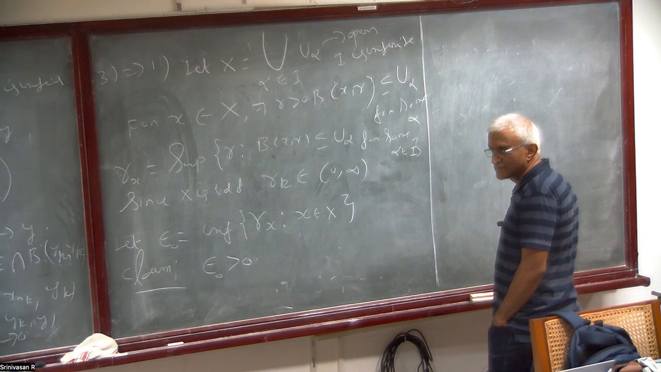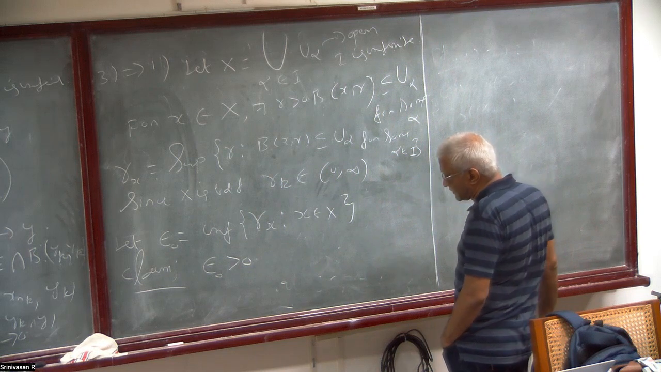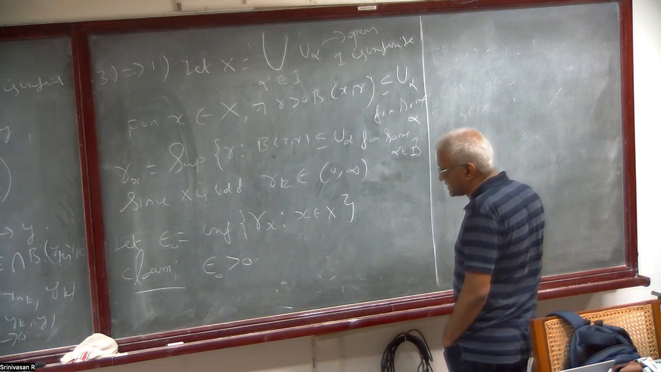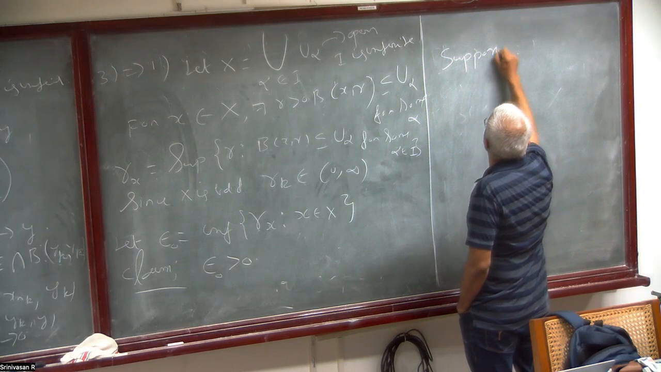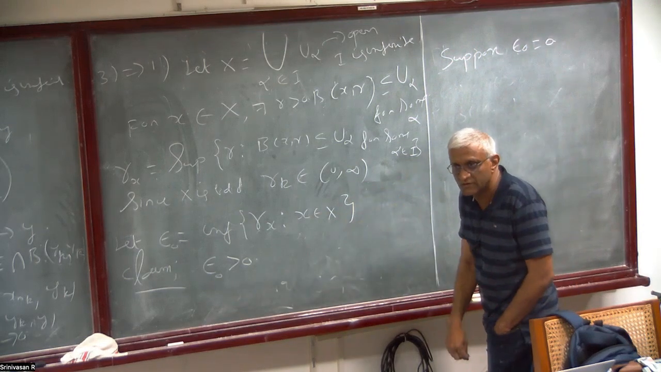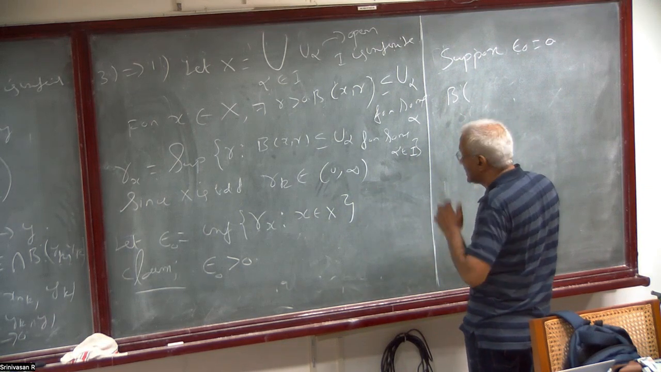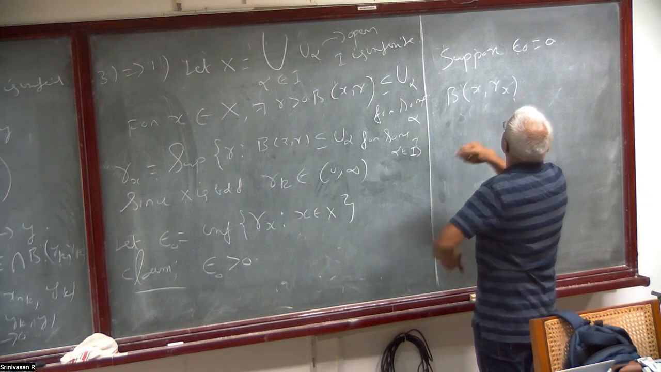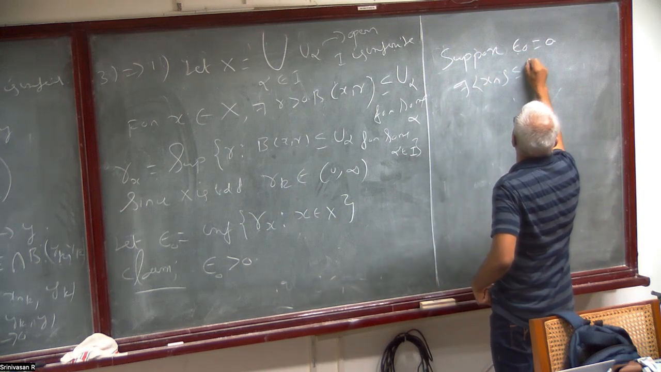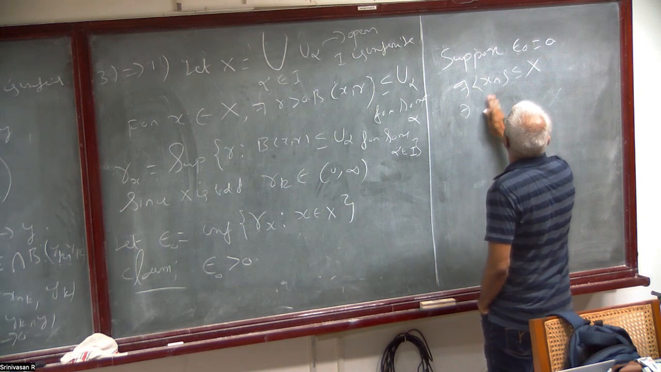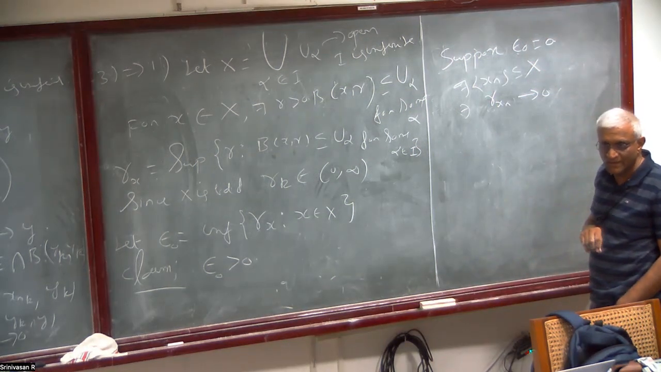Rx is finite for each x. Now we want to use sequential compactness to prove that epsilon naught is greater than 0. Suppose epsilon naught equals 0, that means the infimum is equal to 0. Then there exists a sequence xn contained in X such that Rxn goes to 0. That's what it means.